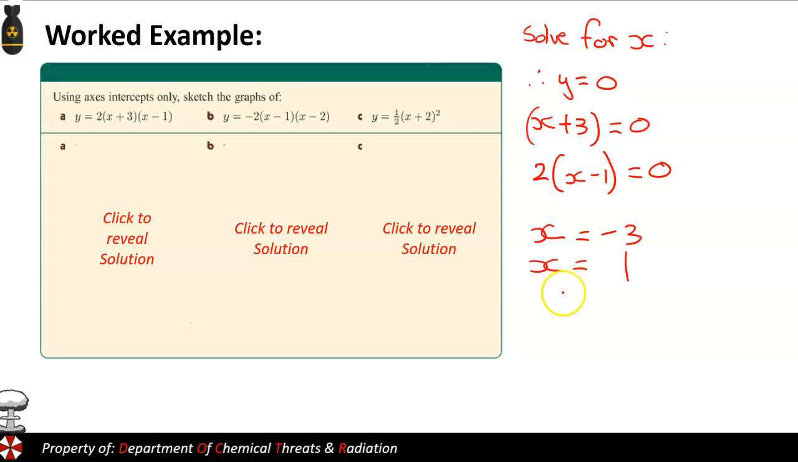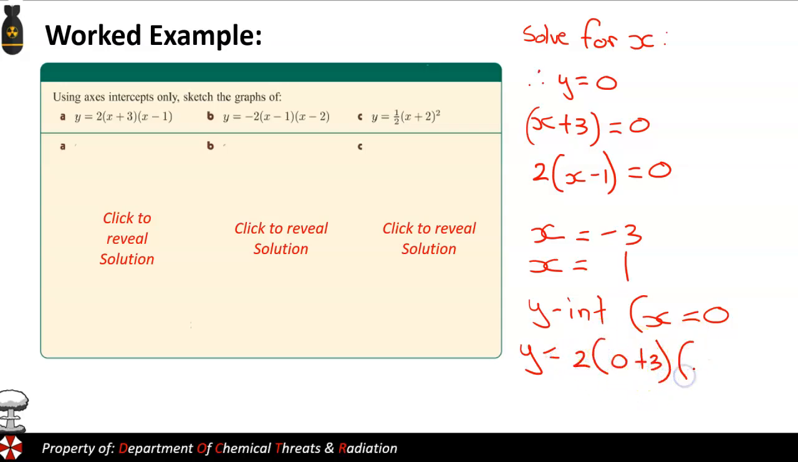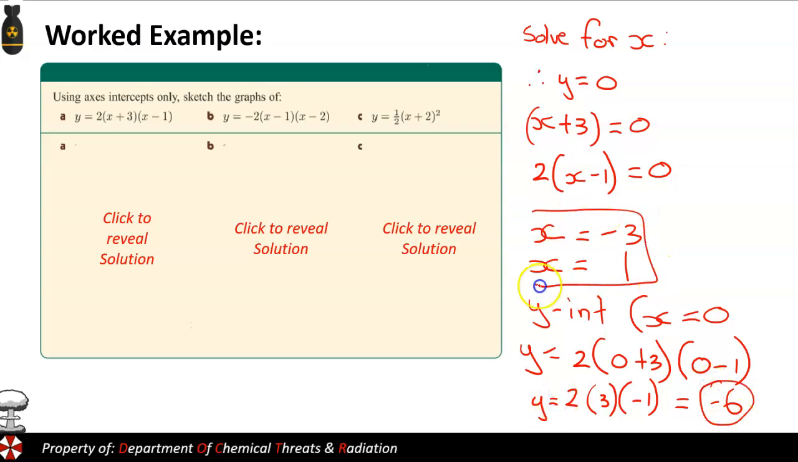Now in terms of my y, if I want the y-intercept, that tells you that x equals 0, which means if x equals 0, you've got y equals 2 lots of 0 plus 3, 0 minus 1. So that's just 2 lots of 3 times minus 1. Minus 1 times 3 is minus 3, minus 6. So y equals minus 6. So we now know y is minus 6, x is here.